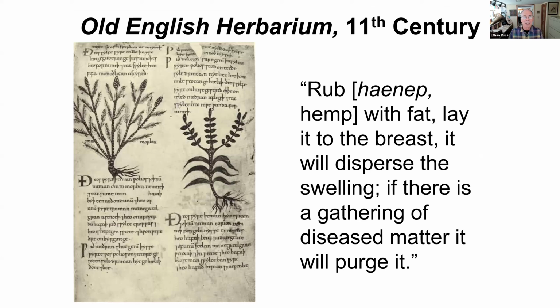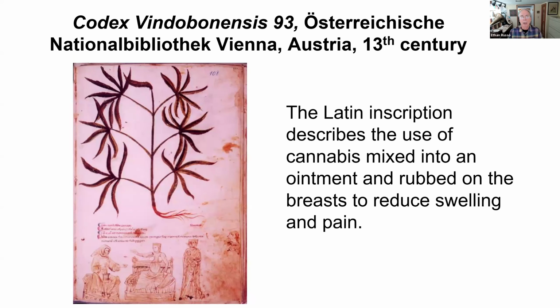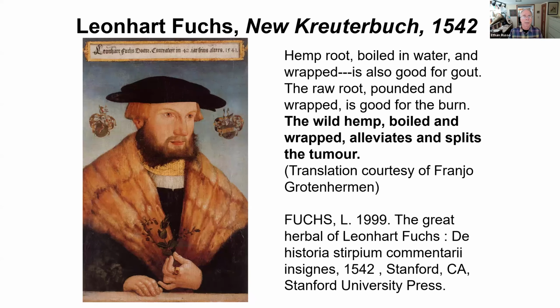Advancing up to the 11th century, the Old English Herbarium speaks of rubbing hemp with fat, laying it on the breast, and it will disperse the swelling. If there is a gathering of diseased matter, it will purge it. From about the same time, 13th century, this is a depiction of cannabis. The Latin description describes cannabis mixed into an ointment and again rubbed on the breast to reduce swelling and pain.